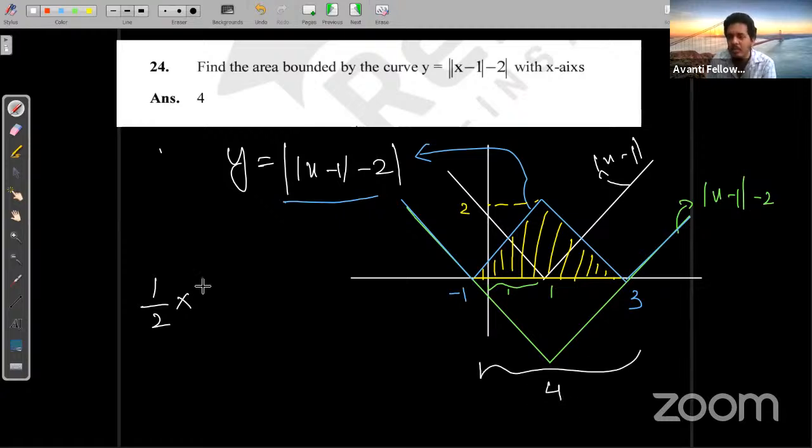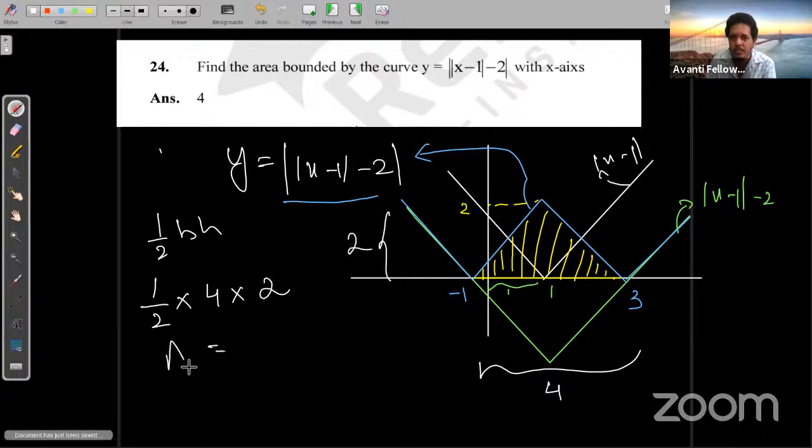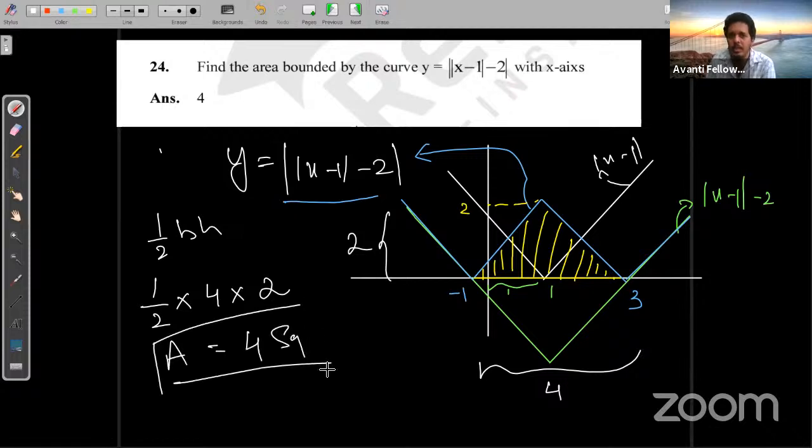So half into base into height is the area of the triangle. This is a triangle, it is forming a triangle, right? So half of the base, which is 4, and height equal to 2. Height is 2, okay? So what is your area, tell me? It is equal to 4 square units, okay? So the area of the curve modulus of modulus x minus 1 minus 2, which is bounded with respect to the x-axis, is nothing but equal to 4. Clear everyone?